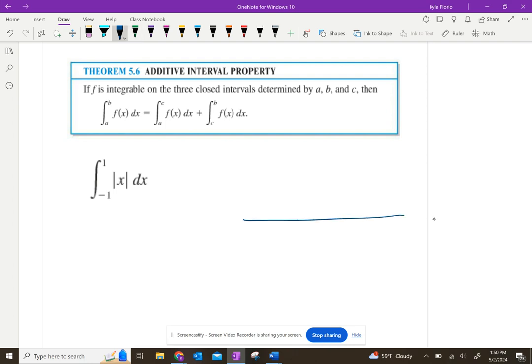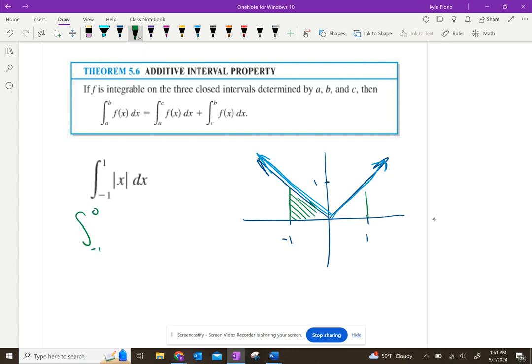The absolute value of x looks like this. Now I want to look at this function from -1 to 1. If you plug -1 in, you get 1. If you plug +1 in, you get 1. So the area between -1 and 1, I can break it up and go from -1 to 0 first. Find that chunk.